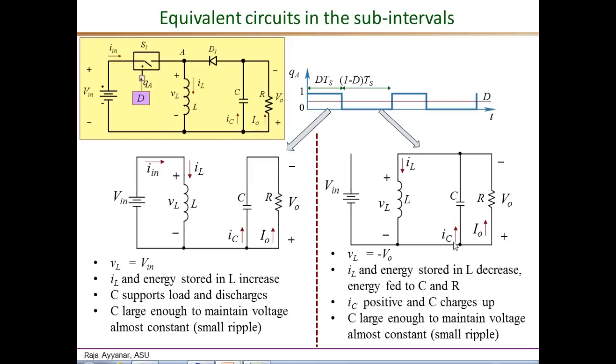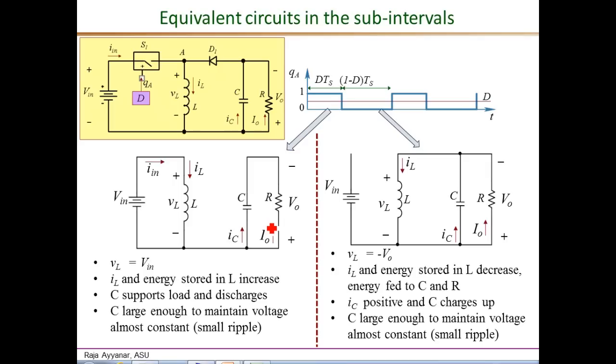During this interval, the capacitor current, again as defined here, is positive, and the capacitor stored charge increases during this interval. And once again, we assume that C is large enough that even with this charging current, the voltage remains almost constant.